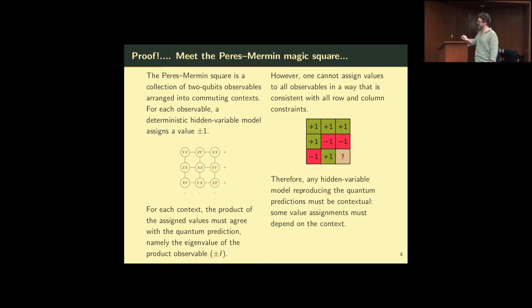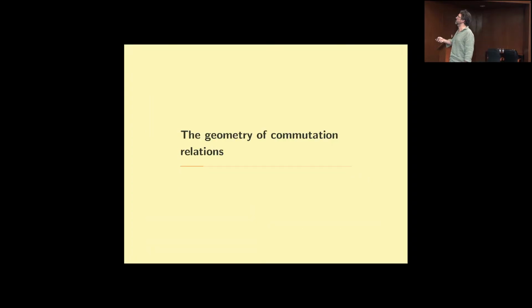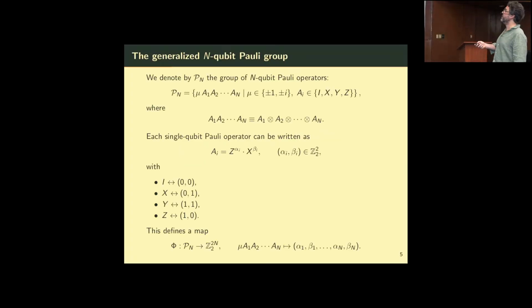Okay, good. So now let's go to the geometry and talk about the geometry of commutation relations, because contexts are defined by commutation, and there is some geometry behind it that I would like to describe. Okay, so now I'm going to talk about the generalized n-qubit Pauli group, which is the group of n-qubit Pauli operators, where A1 to An are Pauli matrices, including the identity. You consider the tensor product, and you have a phase which is plus or minus 1, plus or minus i. So it's the same as before with my 2-qubit operator, but now I take n-qubit operators.